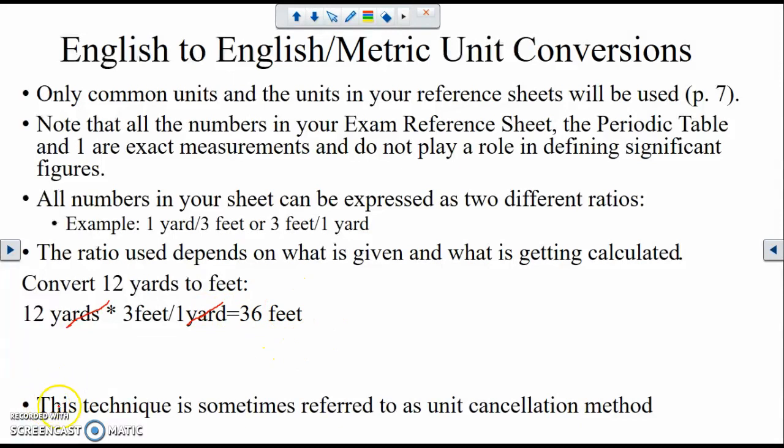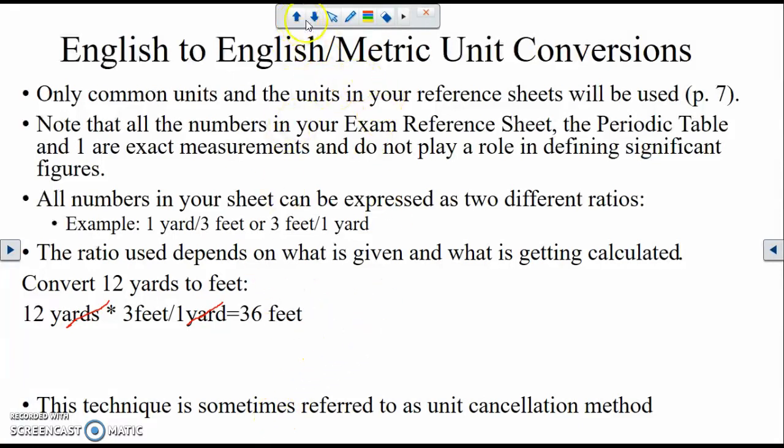This is why this technique is sometimes referred to as the unit cancellation method. And you can do this with any problem. As long as you know how to set up units and set up relationships, you can cancel the units that you do not want, and you can come up with the units that you need.